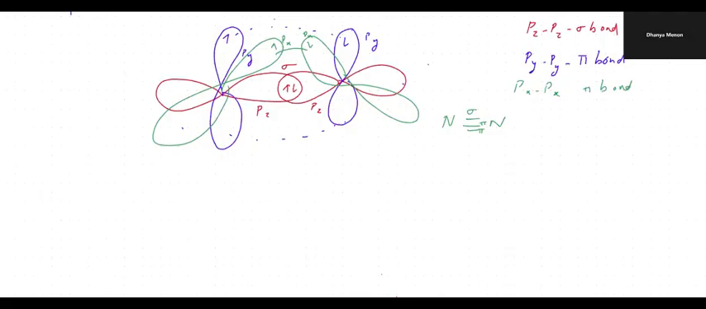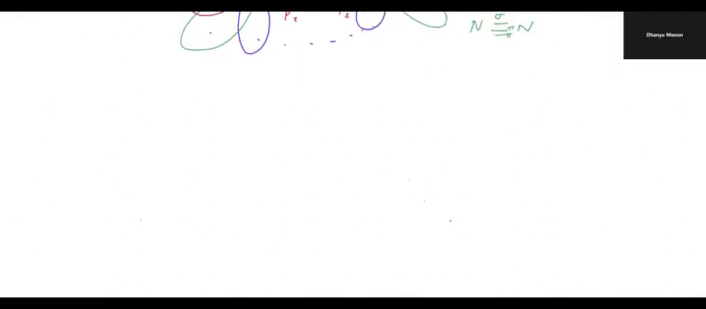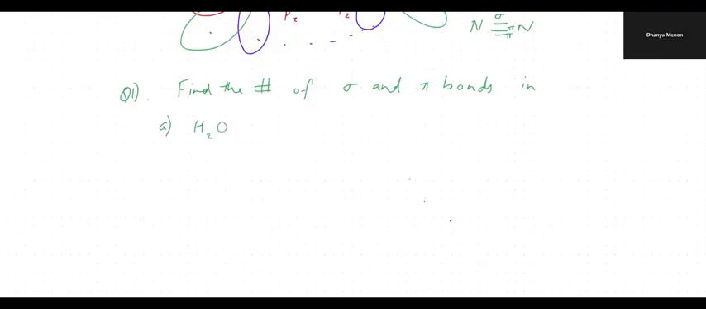Now, one common question that is asked is: find the number of sigma and pi bonds in the following. First one, water. Second one, ammonia.